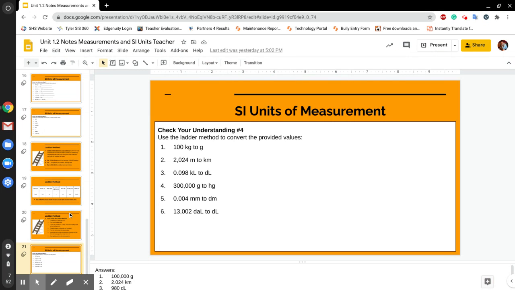I hope we are at a better understanding of how to use the ladder method, how to identify particular metrics units and SI units. And we're going to keep practicing this, and we'll have a quiz on Friday and Monday, respectively.